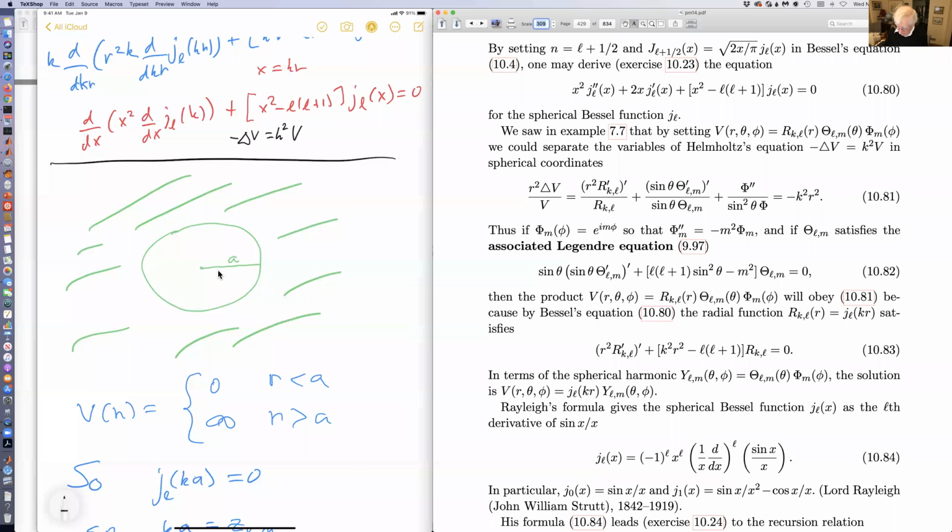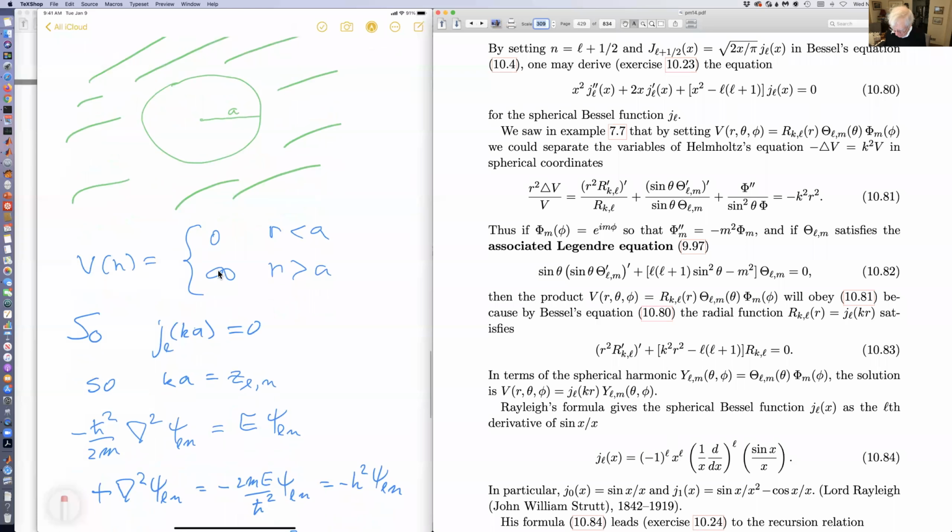Namely, that if you confine a particle to a small region, say a sphere of radius A, by a potential that's 0 for r less than A and infinite for r greater than A, but it doesn't have to be that potential, it could be just any potential that confines it to a region of size A, then the energy is going to be proportional to 1 over A squared.